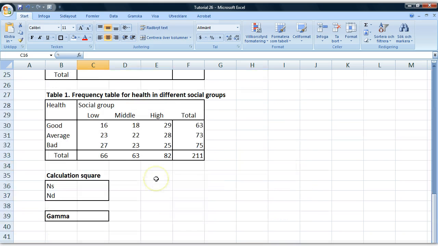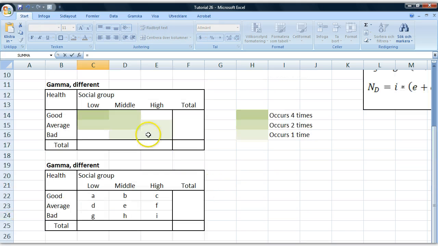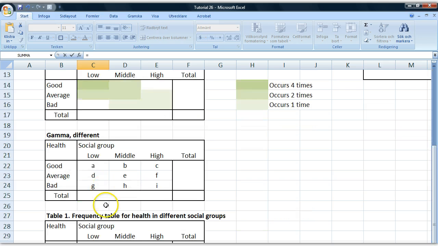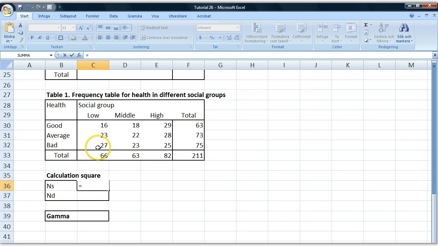So let's get started and start calculating this. We begin by counting our n similar pairs of frequencies. We write equal to, and you can just keep track of this while I'm doing this perhaps. You see here we start in the bottom left corner, and we move our way up this way. So what we're going to do is take this cell multiplied by the sum of all cells above and to the right of this cell. And then we're going to add this cell multiplied by all the cells above and to the right of this cell. So we add them both together.